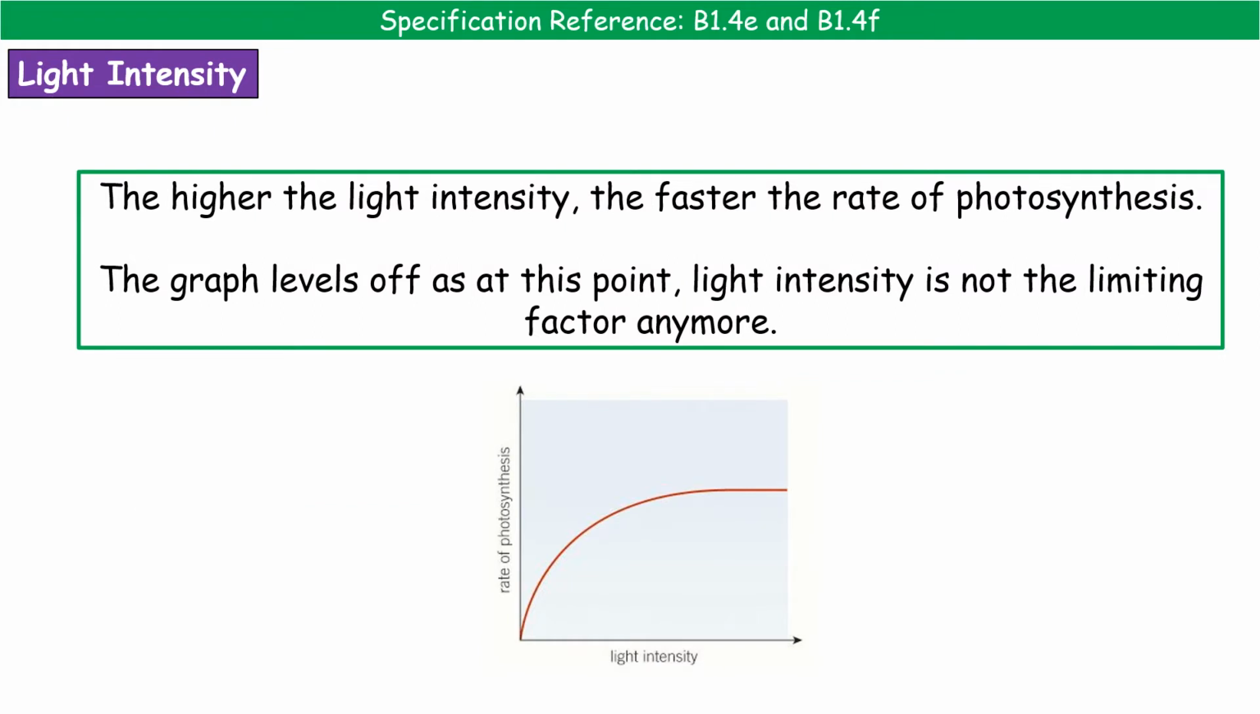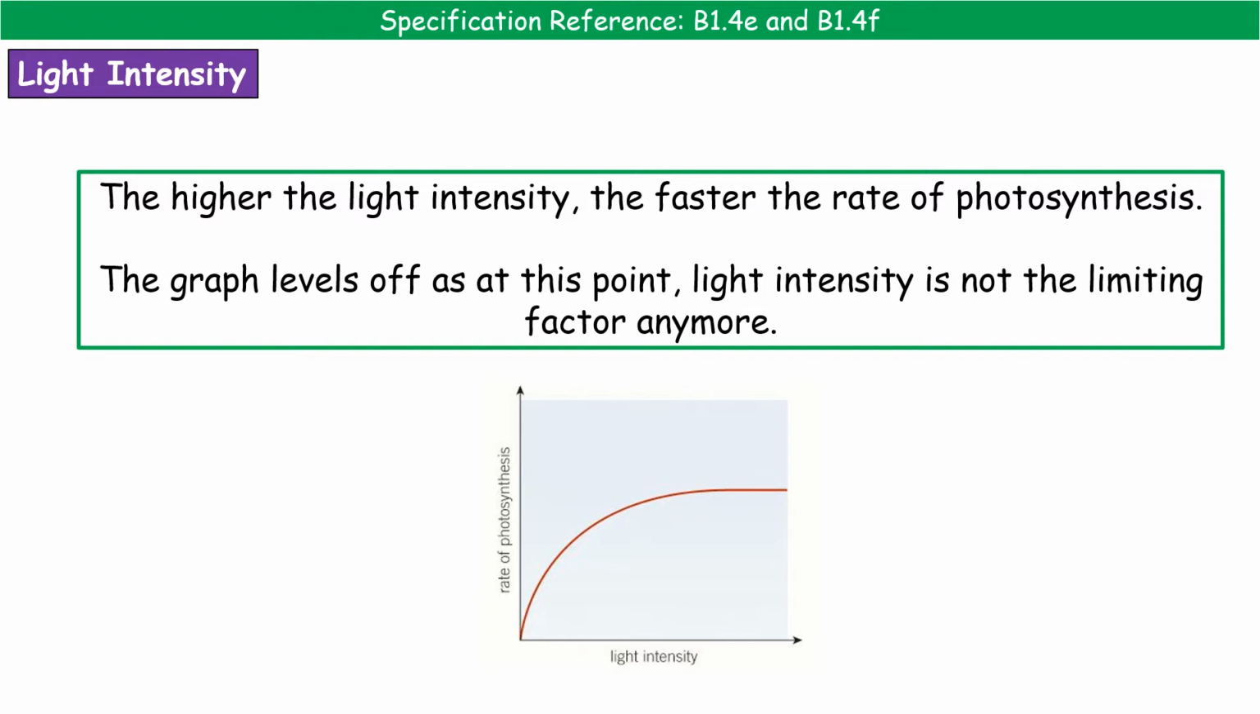What we'll do then is we'll take each of those factors in turn and have a look at the graph that we need to recognise and also be able to recreate, should we be asked to do a sketch, to explain what's actually happening. So the first one, light intensity. The general pattern is that if we increase the light intensity, then we have a faster rate of photosynthesis. However, the graph will not just keep increasing forever.